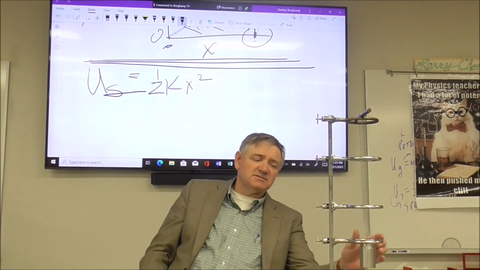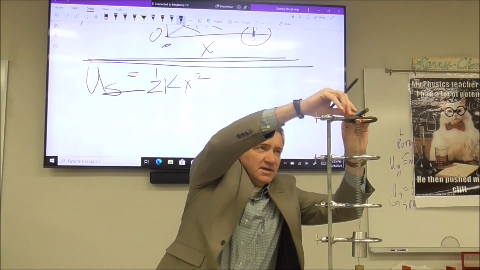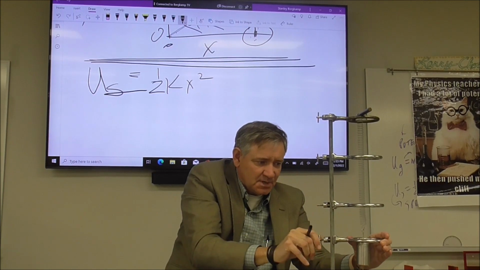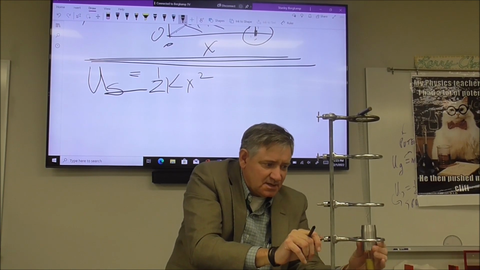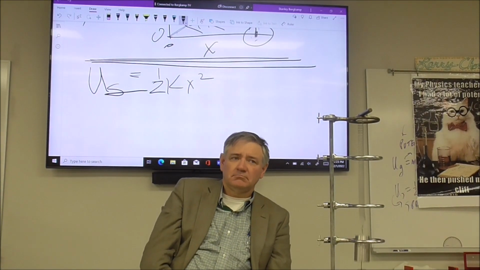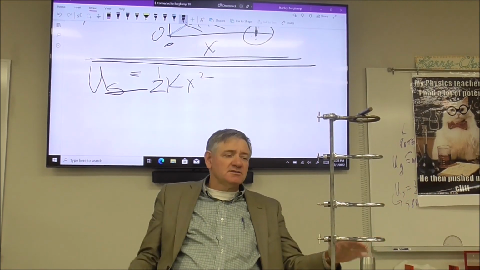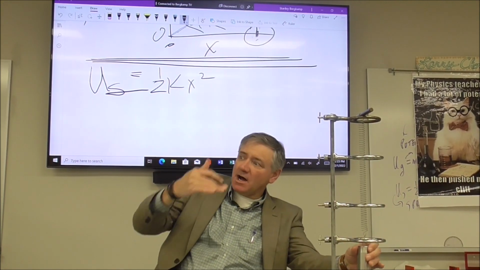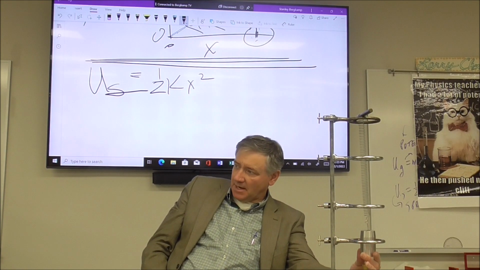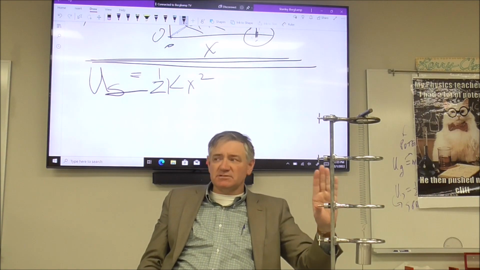Now here's the $1 million question. When do you think Us is at its maximum? Do you think Us is biggest at the top of the oscillation or the bottom of the oscillation? Bottom. Why? When it stretches the farthest, right? Okay. So it's going to have its maximum Us at the bottom, and its minimum Us at the top. Now, in this situation, do you think Us goes to 0?